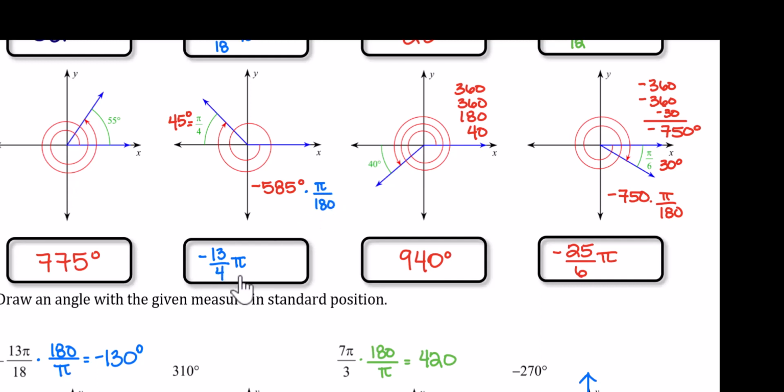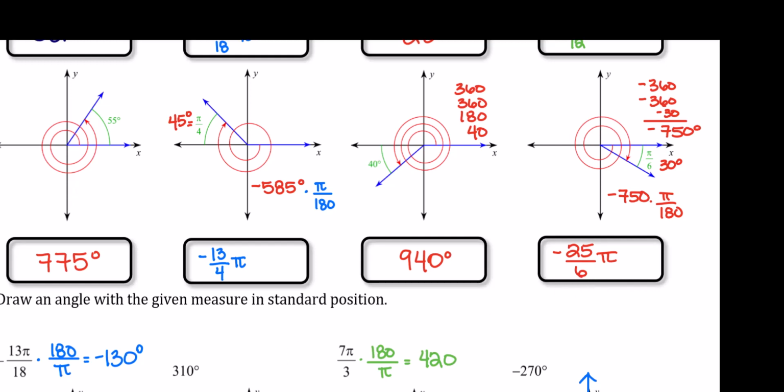And then you see my work here. I did the same thing. So this pi over 6, I made it 30 degrees. These are all negative. So negative 360, another negative 360, and then I went an additional 30. So I just added those up, and I wanted it expressed as a radian. Okay? Now, let's talk about draw an angle with the given measure in standard position.